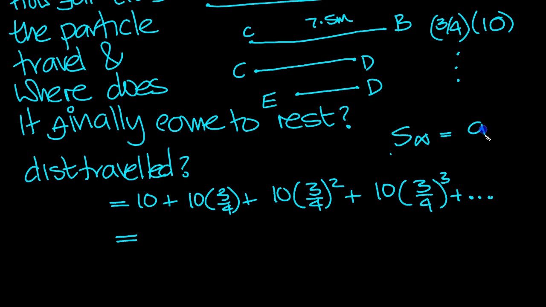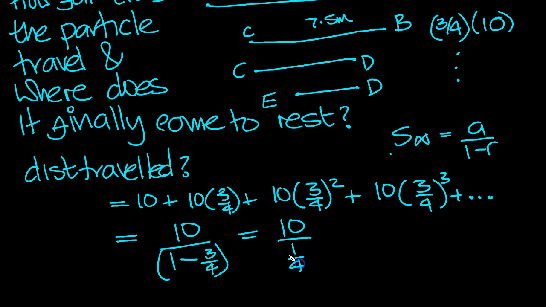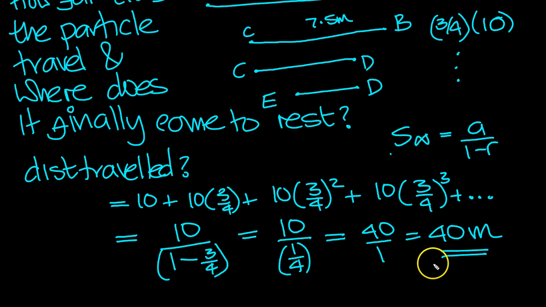Remember the formula is a over 1 minus r. So our first term is 10 over 1 minus the common ratio, which is 3/4, because that's the common ratio, isn't it? r, we put it in there. 1 minus 3/4 is a quarter, so it's 10 over 1/4. With the fraction rule, the 4 swings right up to the top. So it's 40 over 1, which is 40, so it's 40 meters. So that's the total distance travelled.